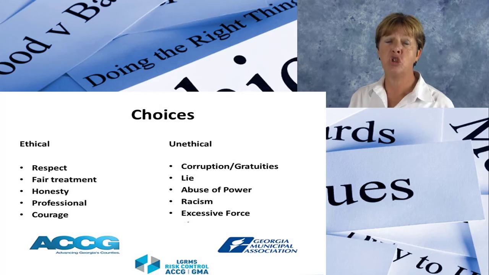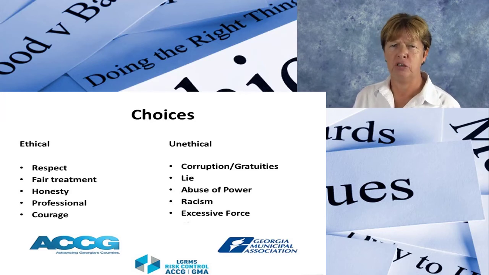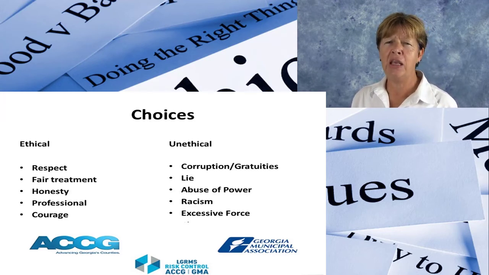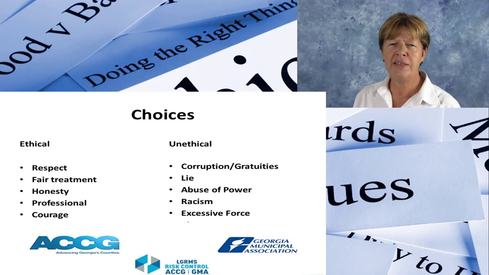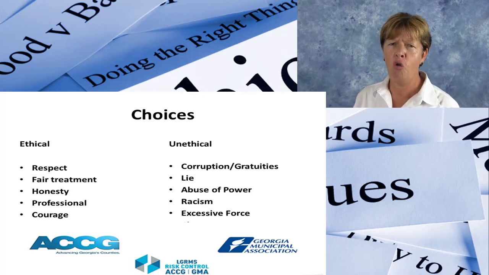As law enforcement officers, we have the choice of how we're going to behave, and we can behave ethically or unethically. Examples of ethical behavior: having that respect for all, giving fair treatment to everyone, being honest, being professional, and having the courage to always do the right thing. Examples of unethical behavior would be corruption, gratuities, lying. An example of that would be lying in court, giving false testimony. Abuse of power, going above and beyond what we should be doing, using excessive force. Racism. Excessive force is, again, an example of what some officers occasionally have done that is unethical behavior that hurts all, not just you or the individual you're dealing with.